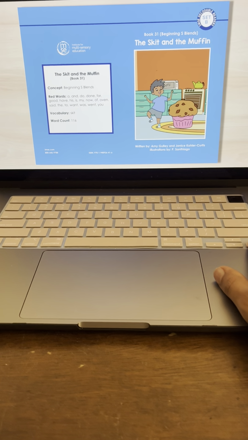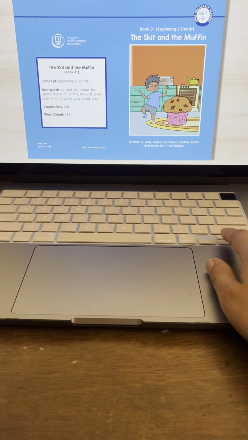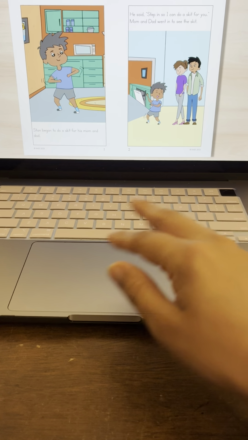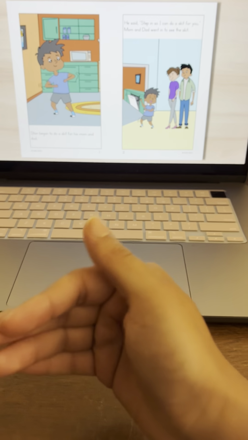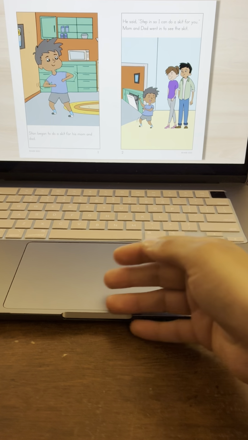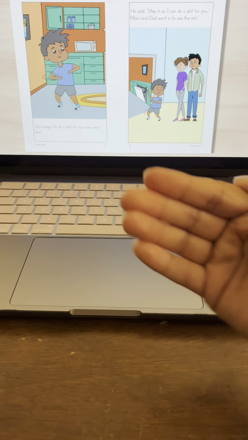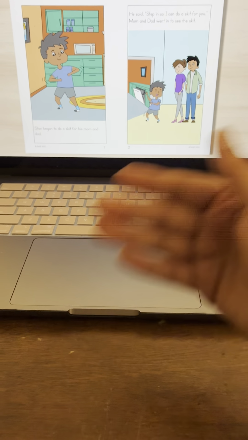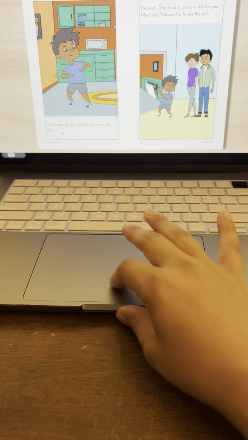So on the first day, which is today, Monday, I read the book. It's called The Skit and the Muffin. And I read it, and then on Tuesday, I'll make him read it. I only make him read it once because he doesn't really need that much reading practice since he's a stronger reader. But if your child needs a little bit more practice, then every day have her read the book. Or read at least some of the pages, and you read some of the pages. So I'll read it today just so you can enjoy it.